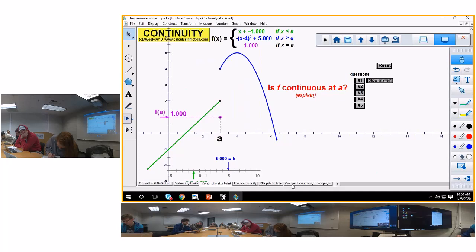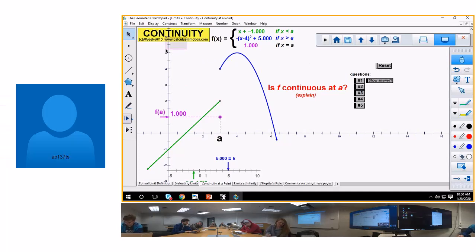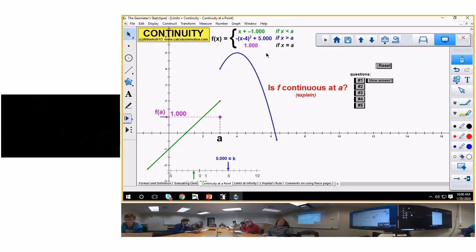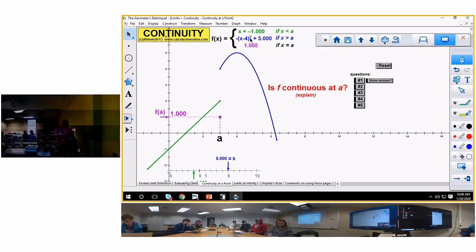Again, here we go. We got another function. This is the same function, or close to the same function. I don't know if it's the same or not. Look at it. You got x minus 1, and then you got negative x minus 4. You know that's the horizontal shift of 4 to the right, and this is a vertical shift of 5 up. And you know that it's opening downward, and you know it's a parabola. So that's why it looks like this. Now, x is greater than a. It's right here.